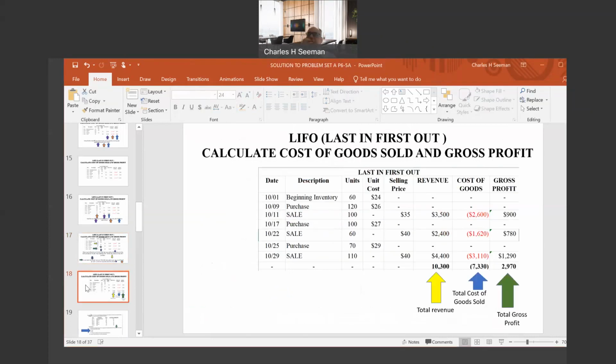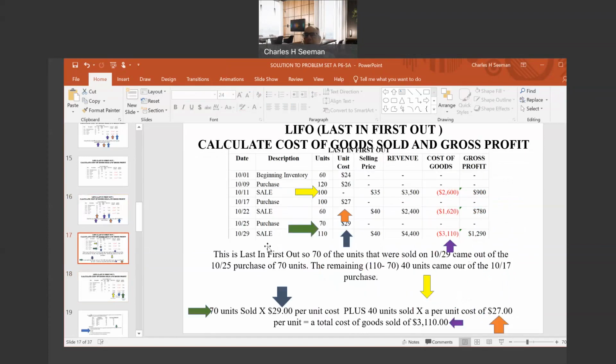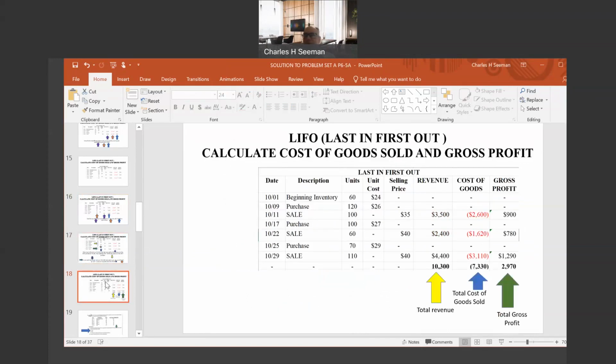Again, gross profit is the difference between revenues and cost. So 4,400 minus 3,100 gives you 12,900. Now we add all of them up. So here's the 12,900. So now we add all the revenue, all the costs, and all the gross profit.